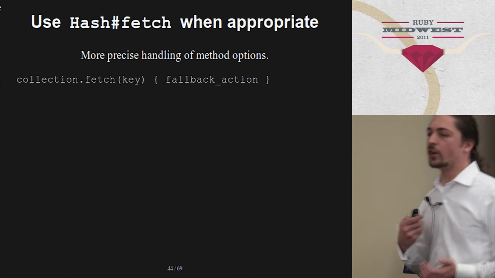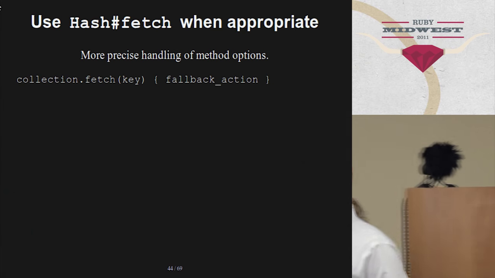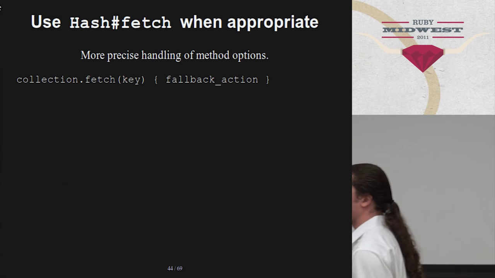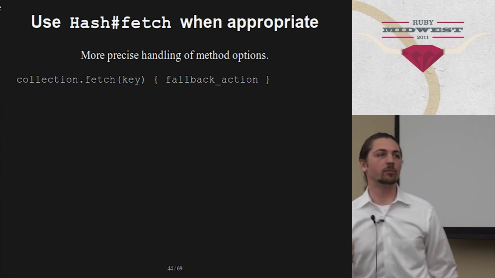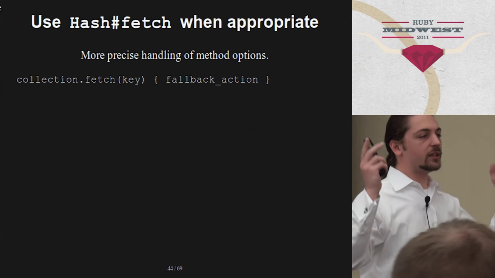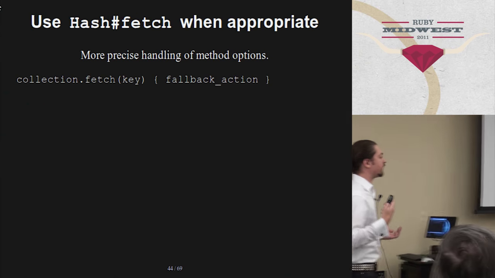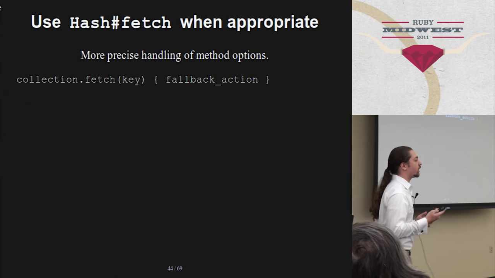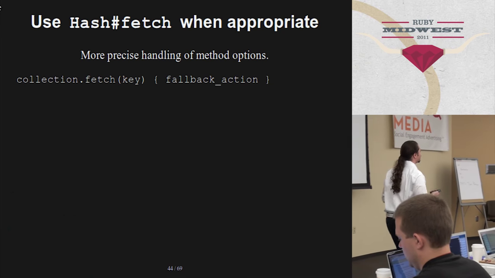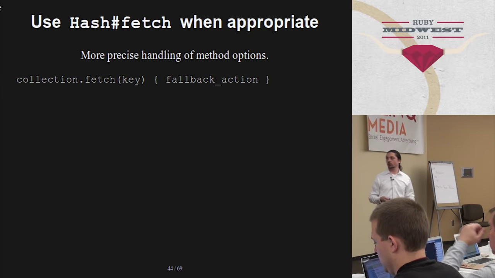One of them is to use the fetch method. How many people are familiar with fetch? Few people. All right. So fetch is on pretty much all the standard enumerables, all the standard collections in Ruby. What you do is you give it a key, and it acts like the square brackets, like the subscript, except if that key is not there, it will execute whatever fallback action you specified in the block, which could return a default value, or it could raise an exception, or it could do something else.